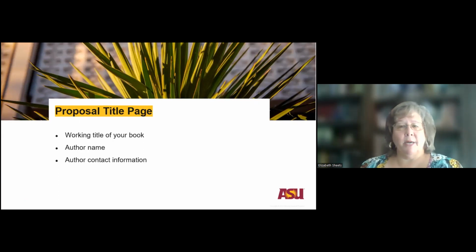So the very first component is your title page, which should be pretty easy for most of us academic writers. We put our name and the title of our work and our contact information on pretty much everything we do in terms of academic writing. And then following that, sometimes if your book proposal is going to be more than 15 to 20 double-spaced pages, you're going to want to include a table of contents that's just for your book proposal.